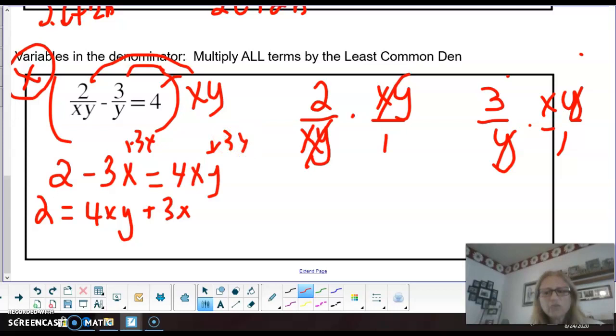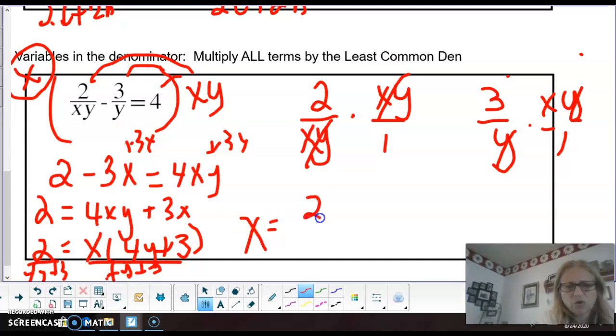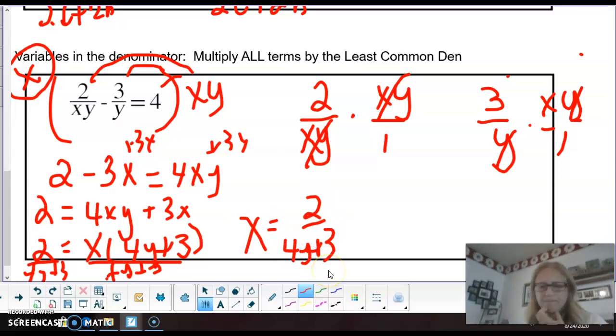Then we go through the same steps. We want to factor out an x, so we're left with 4y plus 3. And then since this is x times that binomial, we're going to divide by 4y plus 3, and we have our answer of x equals 2 over 4y plus 3. And we are done.